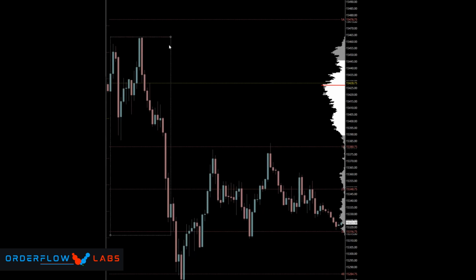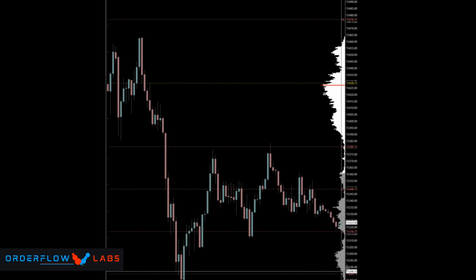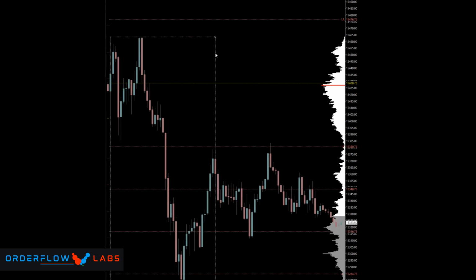As it does, until we get down here, which is a very nice tapered, easy, nice drop-off in volume in order to gauge back up into prior distribution and targets.